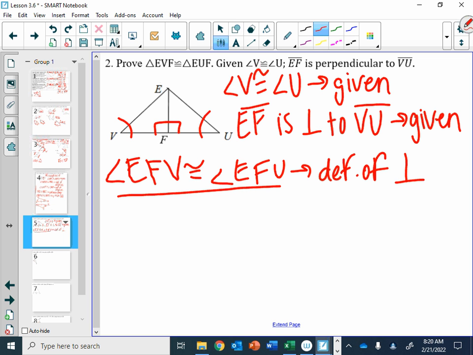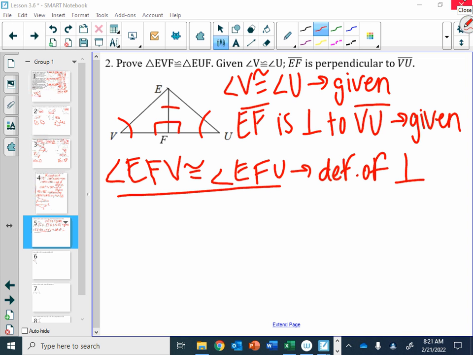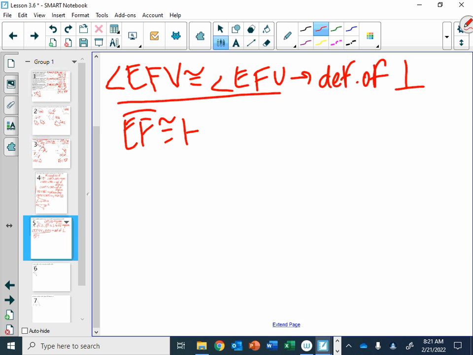Let's keep going then. So that talks about my angles. So I have two angles. Now I need a side. Does the given tell me anything about a side? No. So something has got to be obvious. There you go, EF. EF's congruent to itself, right? Same thing for both triangles. So side EF is congruent to side EF by reflexive.